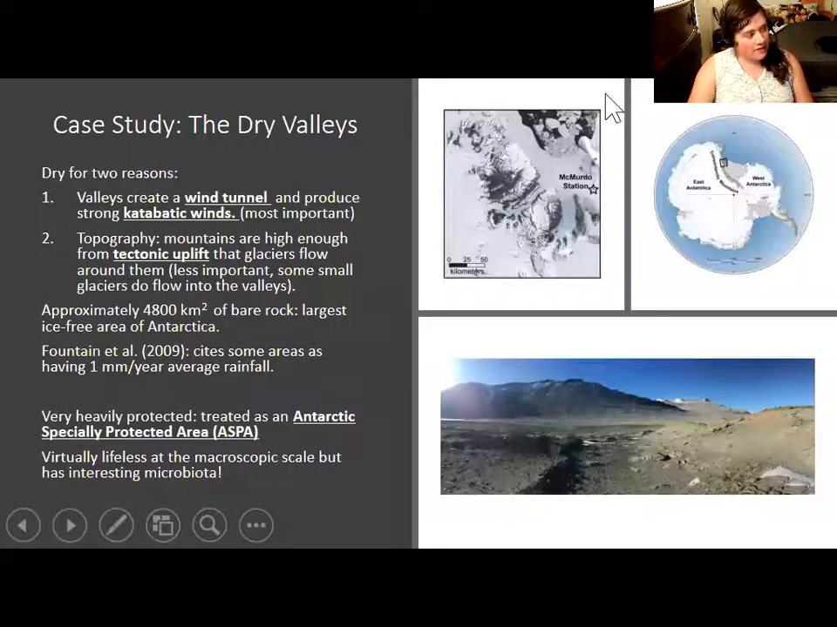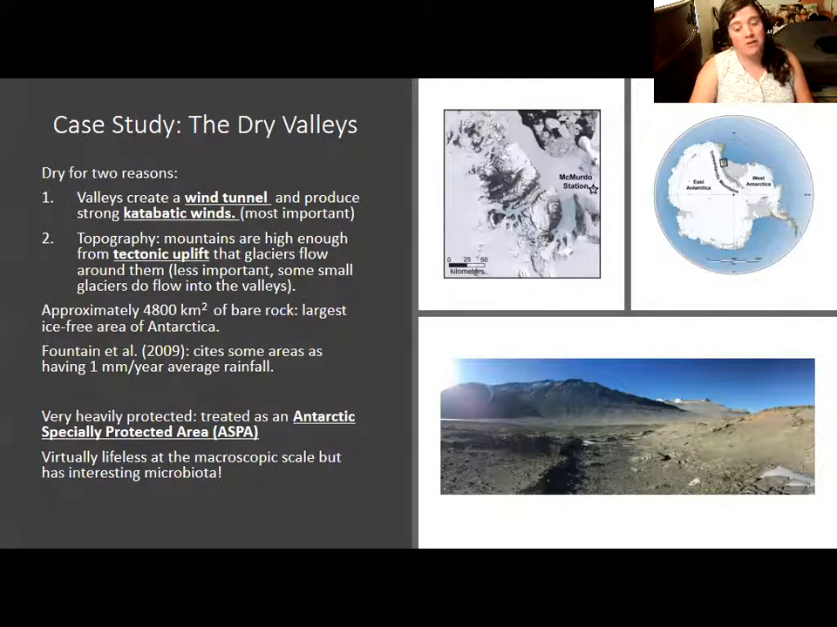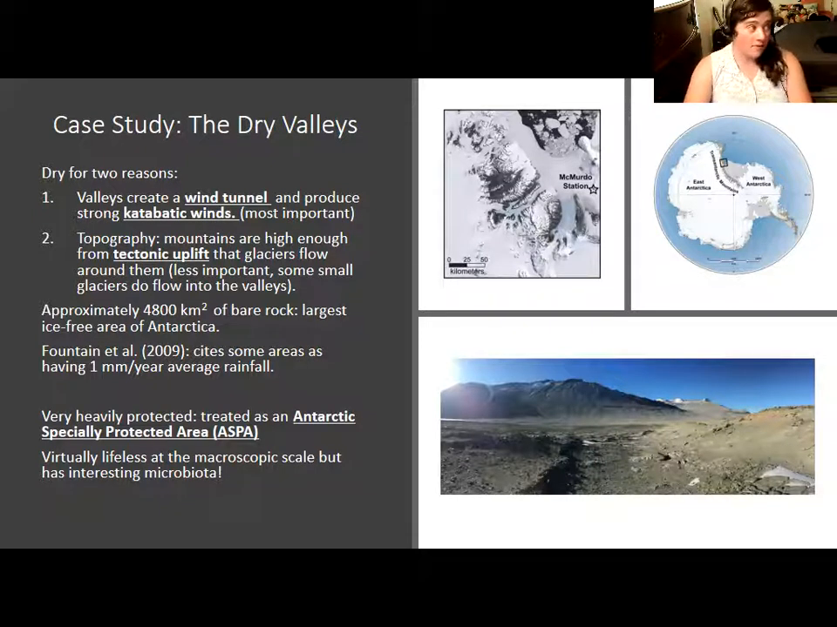And we will come back to the dry valleys, but what causes them is essentially a wind tunnel. A wind tunnel combined with high enough mountains that the glaciers don't flow into them and that any ice that builds up in them is just blown away. So you end up with this very heavily protected, very desolate, very sparse, very, very beautiful and very rocky area called the dry valleys. These are indeed dry. These actually get less precipitation than Antarctica does in a given year. They are virtually lifeless at the macroscopic scale. Remember the seal mummies from lecture 1? They had nothing to eat there. However, there are some very interesting microorganisms at work there.